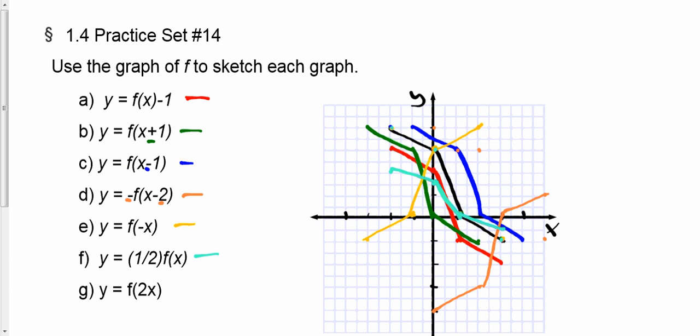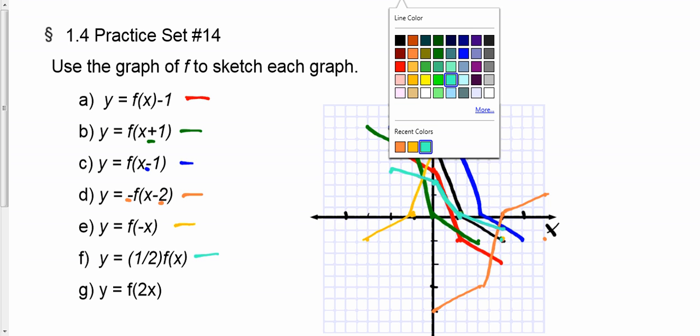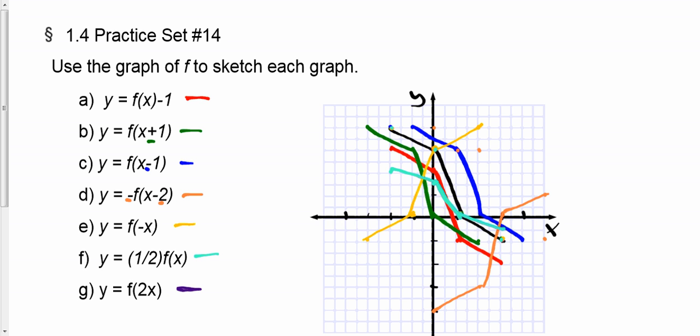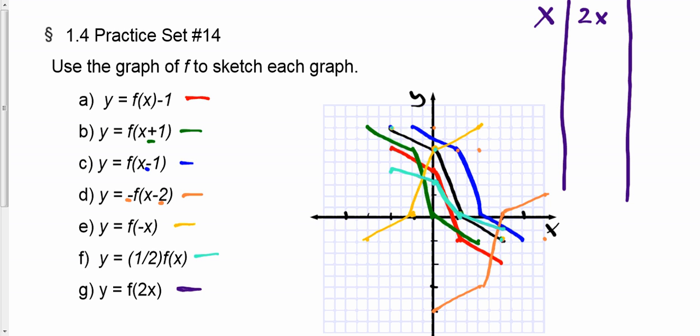And then G is kind of the toughest of them all, I think. Let's do this one in purple. Now, in order to do this, I like to set up a graph. So, with x and 1 and 2x, and f of 2x.